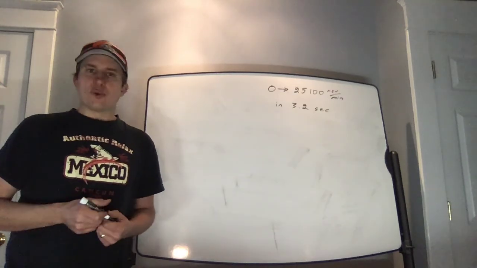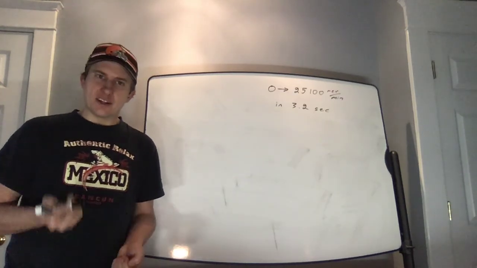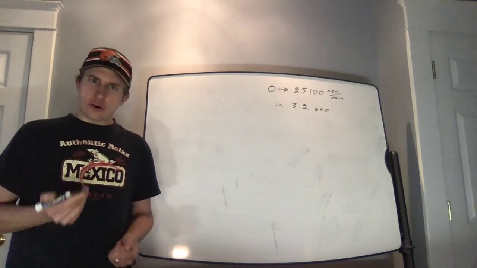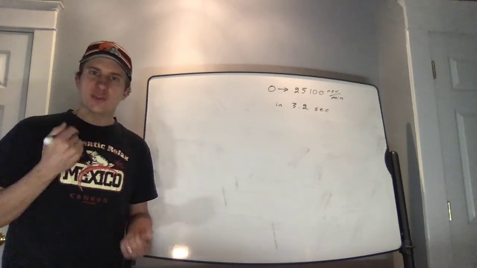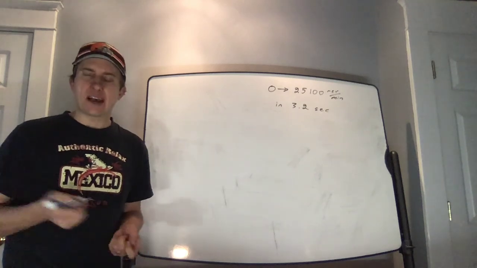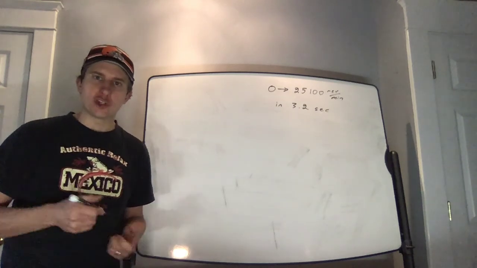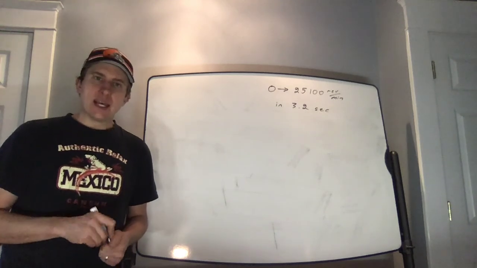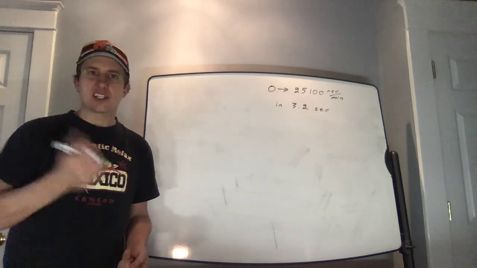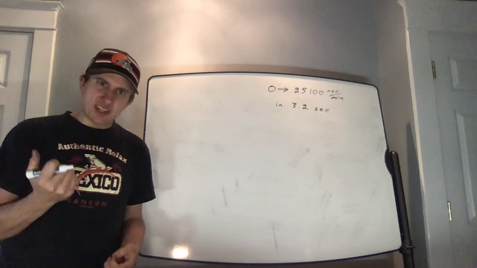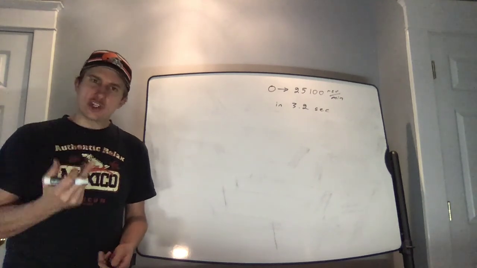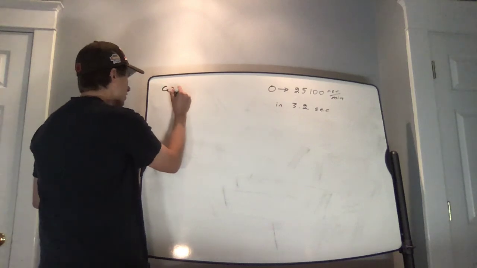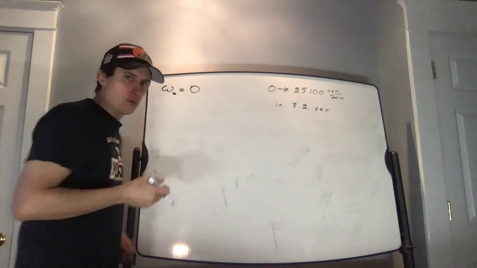In the third example problem, we are told that there is a dentist drill, and when the dentist turns on the drill it goes from not spinning at all to spinning at a rate of 25,100 revolutions per minute. So let's think about what's given in this problem. Initially, the drill is not spinning at all. That would suggest that the initial angular velocity of the drill is going to be 0. So I could write omega naught is 0.